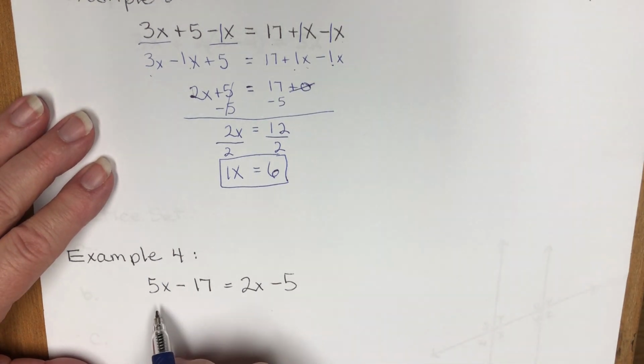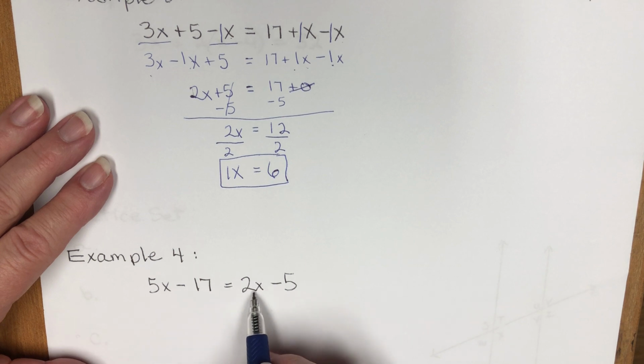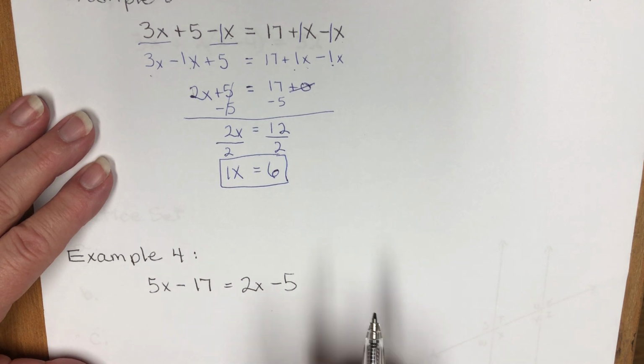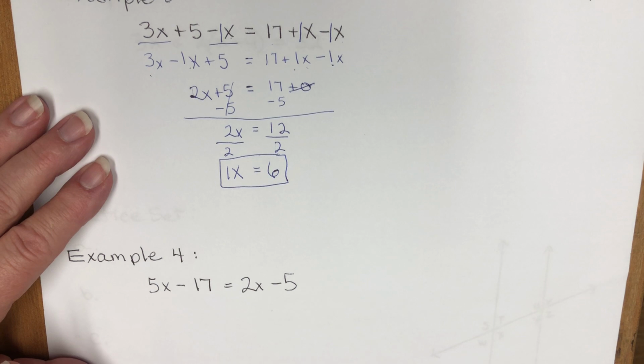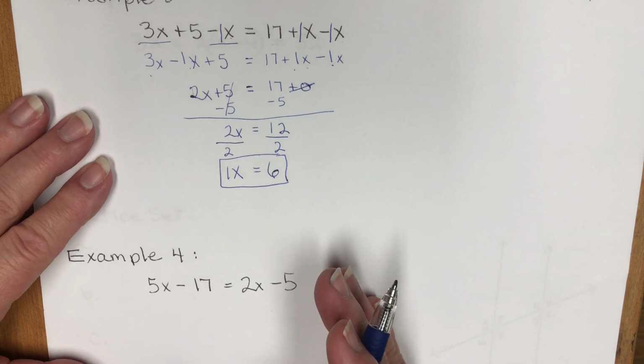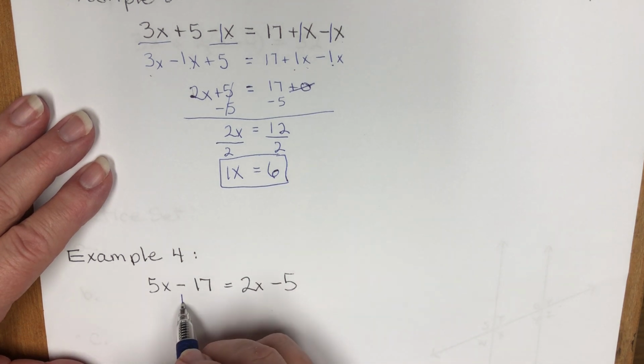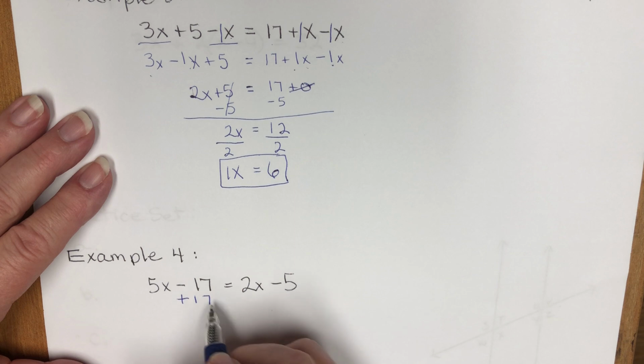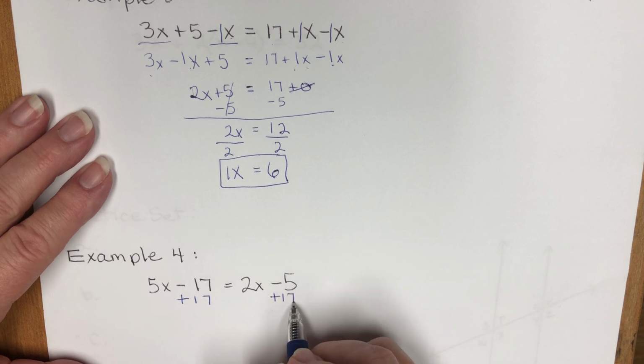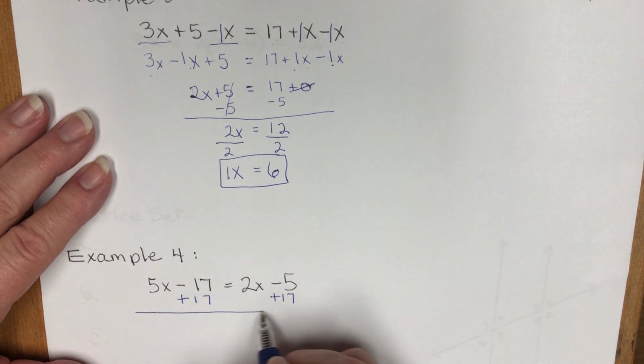Now, here on this example 4, we have 5x minus 17 equals 2x minus 5. We need to get all the x's together on one side of the paper, on one side of the equal sign, and we need to get all of the numbers to the other side. So the first thing I'm going to do is add 17. And add 17. I want to make sure I do the same thing to both sides.